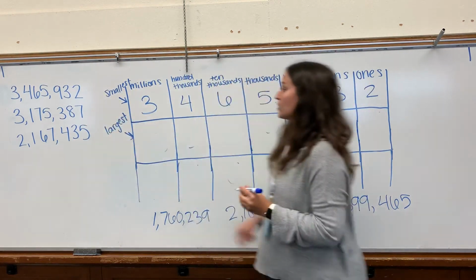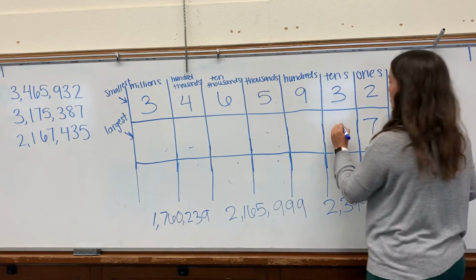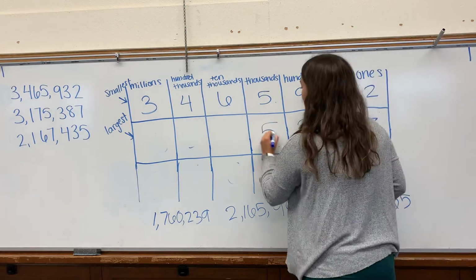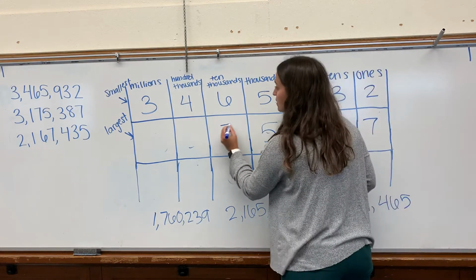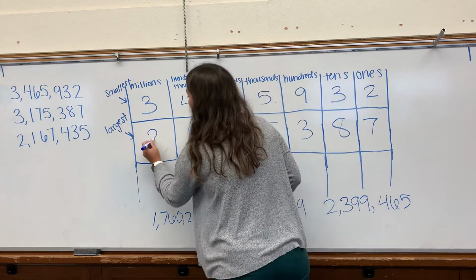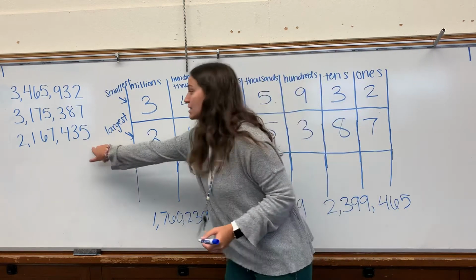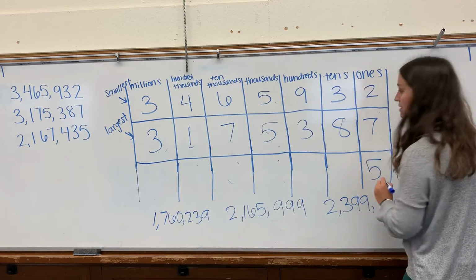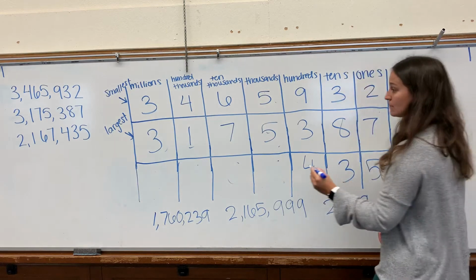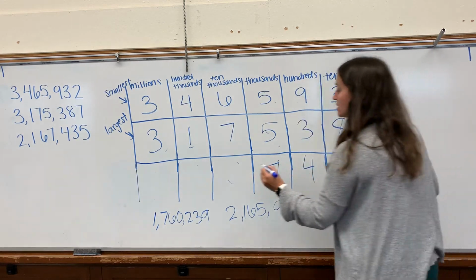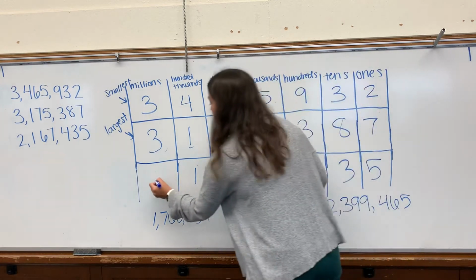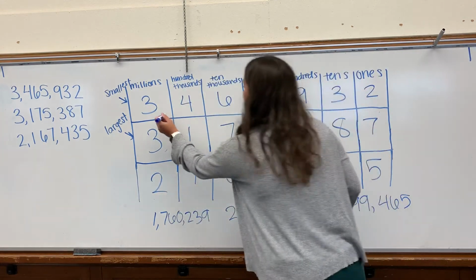Then our next number, we have 7 ones, 8 tens, 3 hundreds, 5 thousands, 7 10,000s, 100,000, and 3 million. Now for our last one, we have 5 ones, 3 tens, 4 hundreds, 7 thousands, 6 10,000s, 100,000, and 2 million. Don't forget your commas.